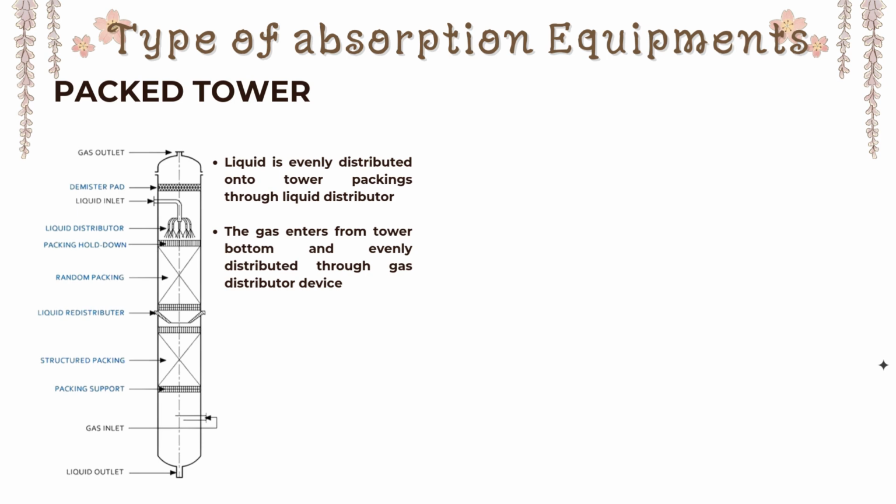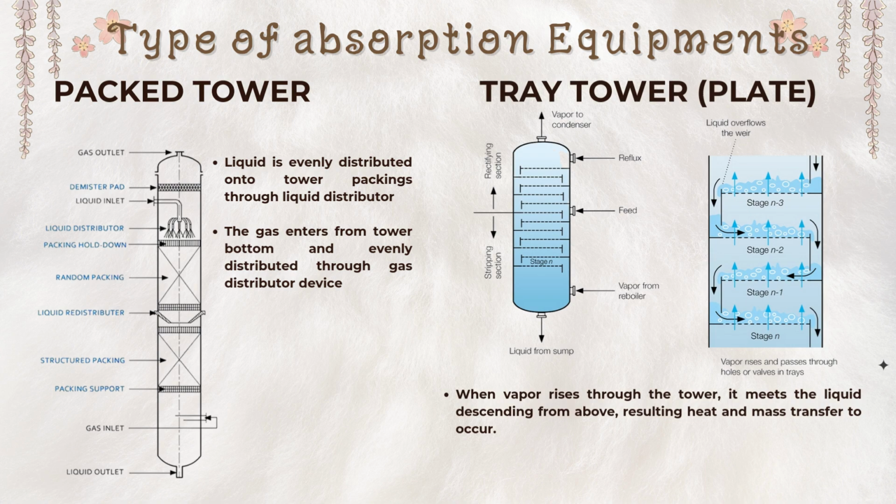And for the tray tower, which is a plate column, gas and liquid interact on trays arranged in stages. As vapor rises through the column, it passes through holes and valves in each tray, while the liquid flows downward from tray to tray. When both phases meet, heat and mass transfer occur, allowing the solute to be absorbed effectively. Tray towers are commonly used when clear stage-by-stage control is needed for the separation process.